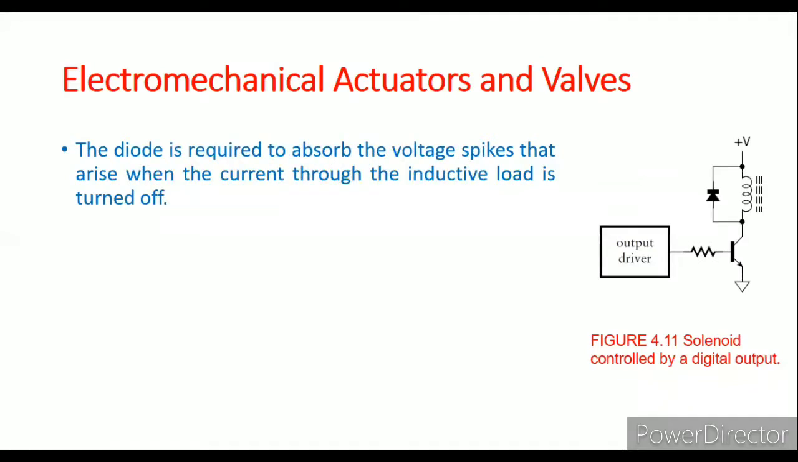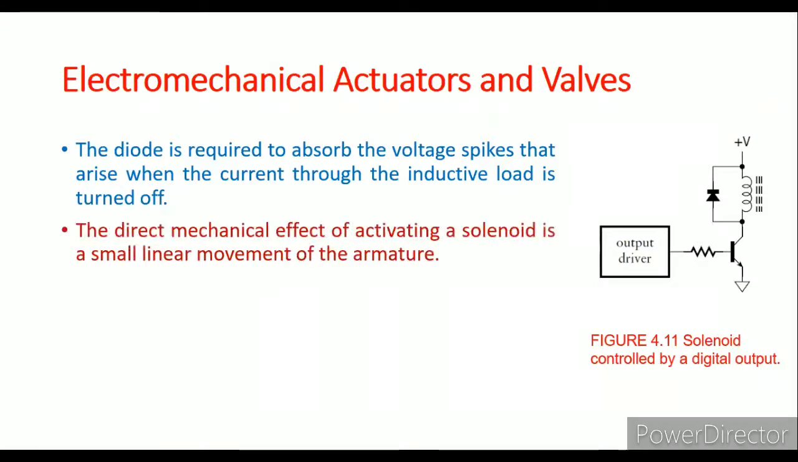Here a diode is required to absorb the voltage spikes that arise when the current through the inductive load is turned off. So the diode captures the changes in the inductive load and acts accordingly. With the help of the diode, a current is passed through the transistor to activate the corresponding output driver. The direct mechanical effect of activating a solenoid is a small linear movement of an armature.